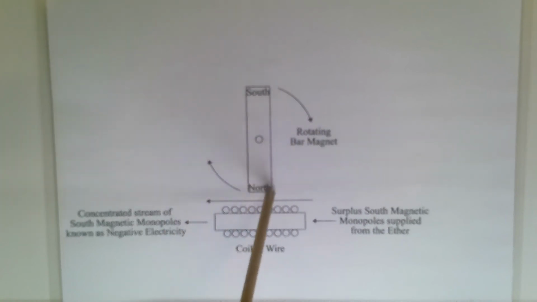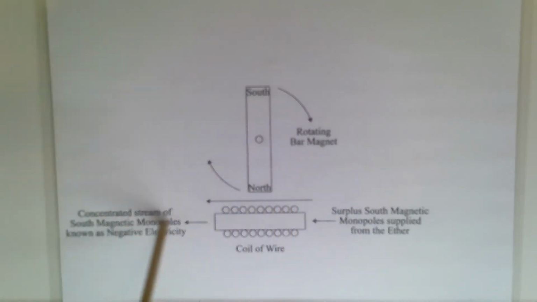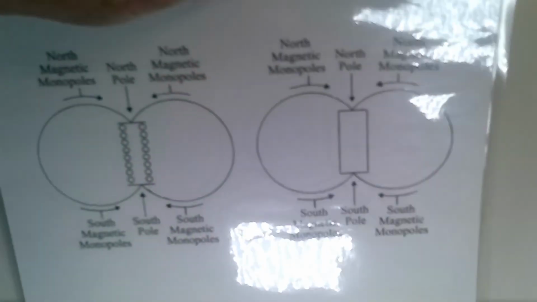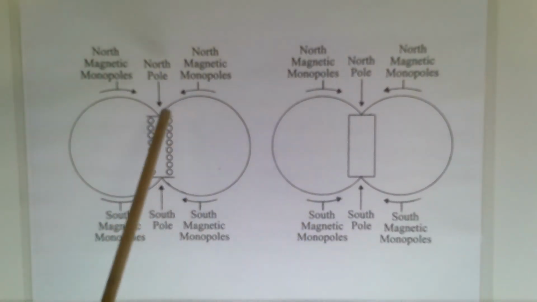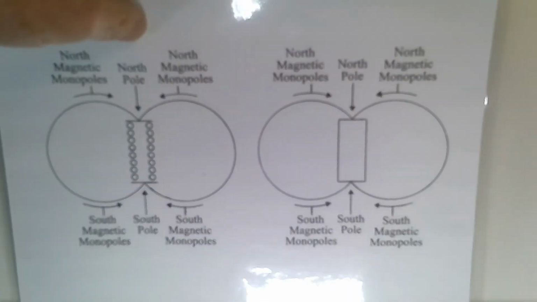And here you have a concentrated stream of north monopoles trying to get into this magnet. And that's going to isolate all its opposite coming in this direction, giving you a flow of magnetic monopoles that have been separated. Again, once they are recombined, they will again recreate a magnetic field as you see here in this electric magnet. So that's electricity in a nutshell.